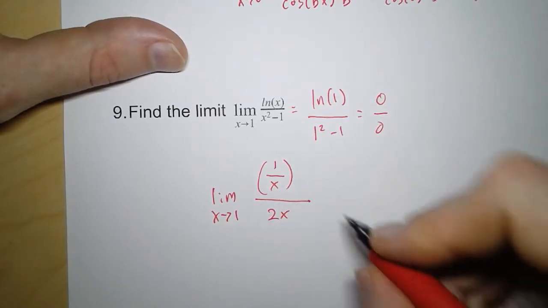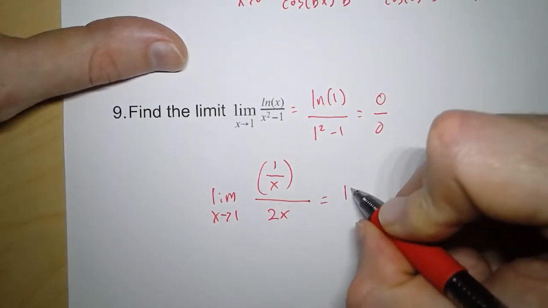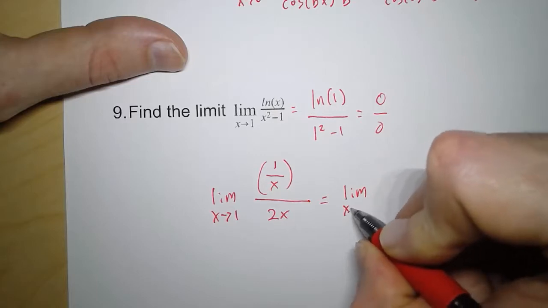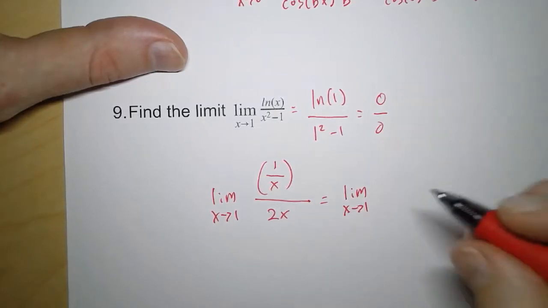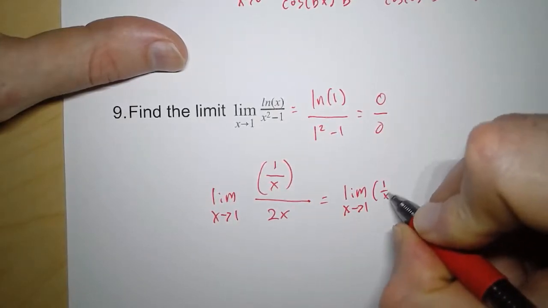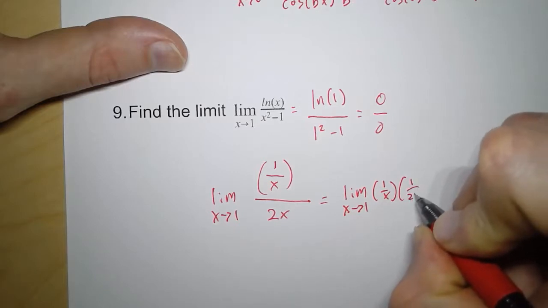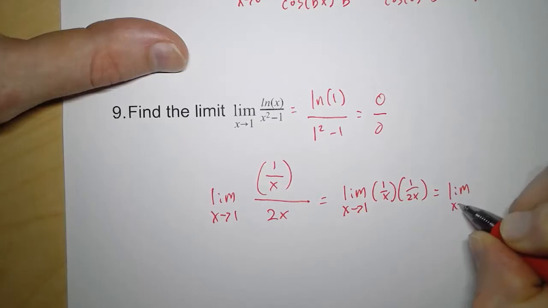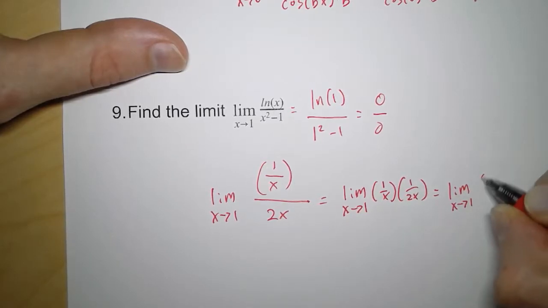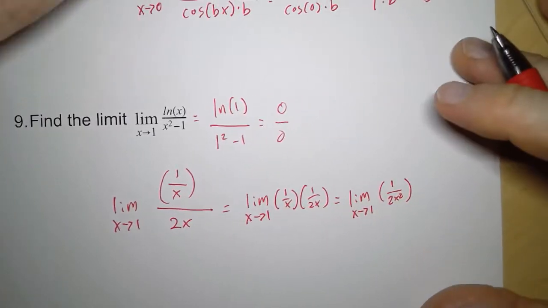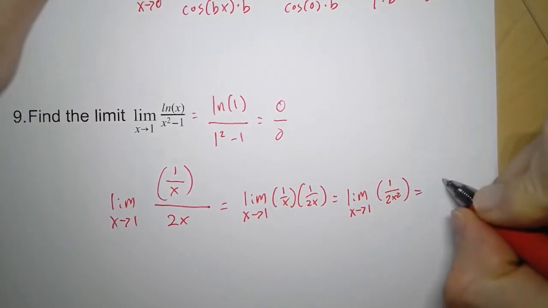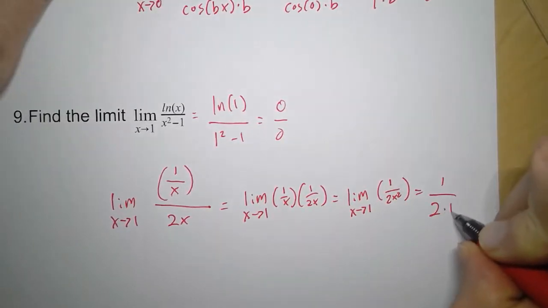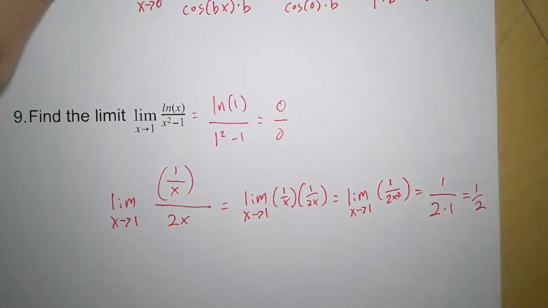Now let's simplify that algebraically. So instead of dividing by 2x, we'll multiply by 1 over 2x. So we have limit as x approaches 1 of 1 over 2x squared. So now if we plug in 1, we get 1 over 2 times 1, which is 1/2. So there is our limit.